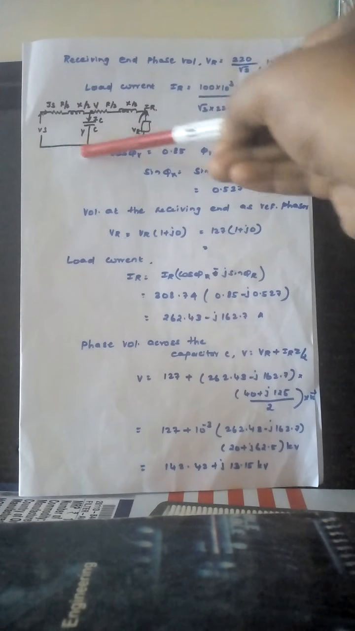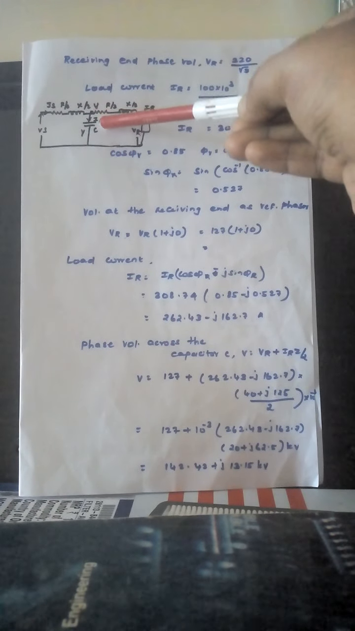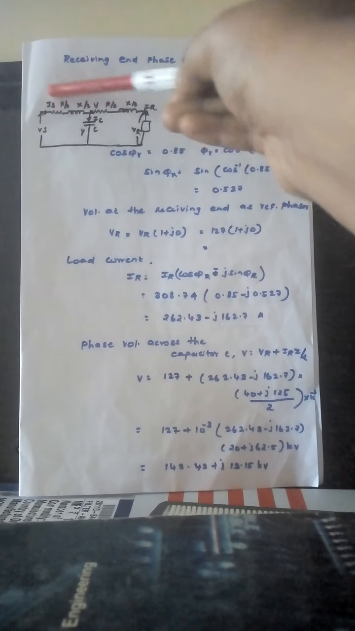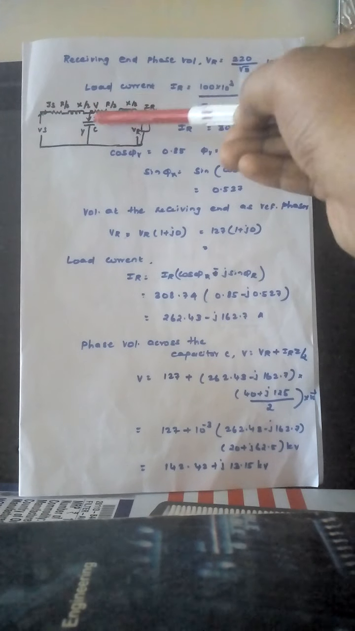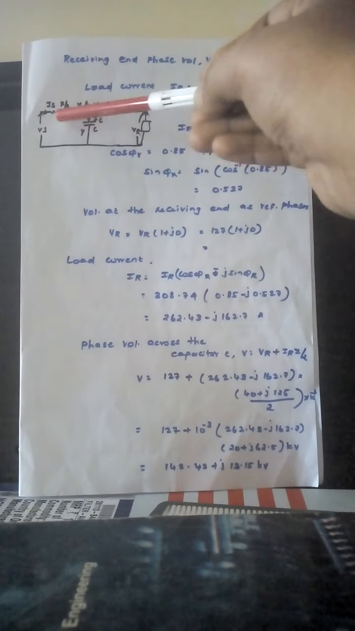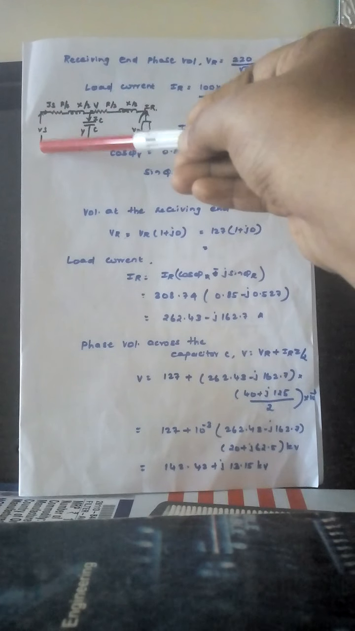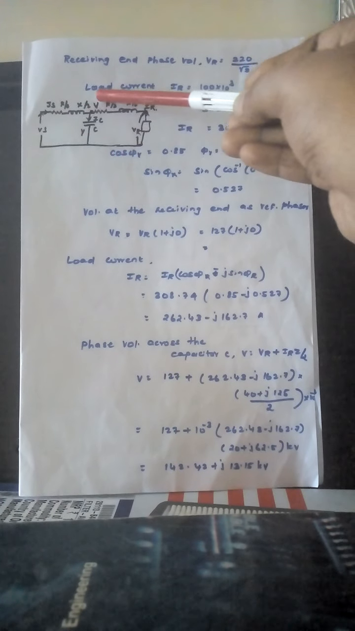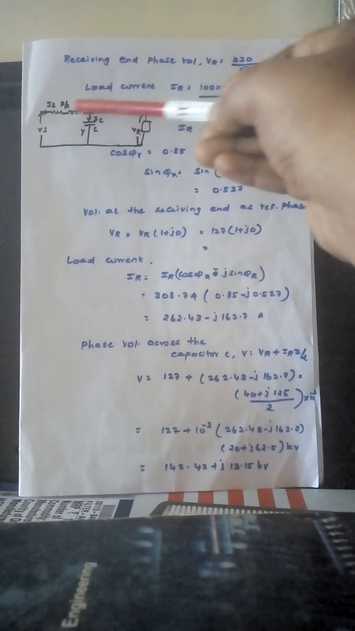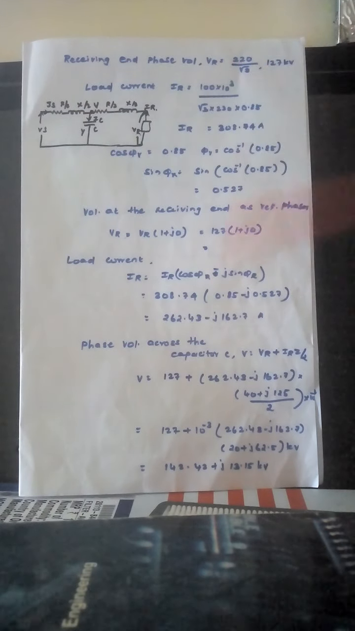Then next we have to find the charging current, that is IC. Then we have to find IS, the sending end current, that will be equal to IC plus IR. Then again we have to find the sending end voltage, VS, which will be equal to this V plus this drop, that is IS into Z by 2. So this is the way we find it by the nominal T method.